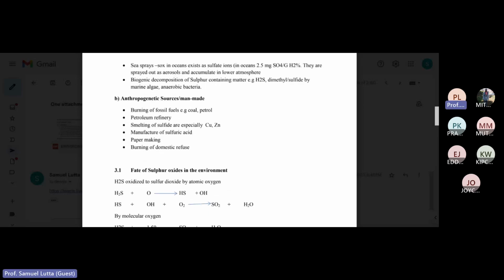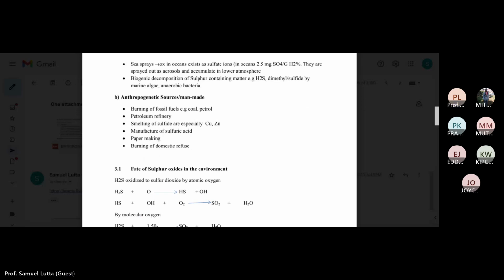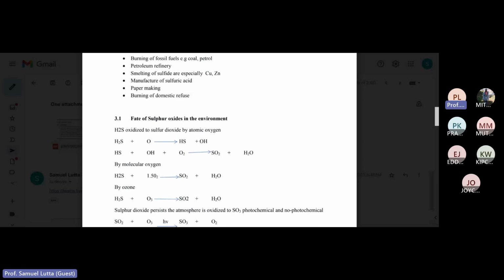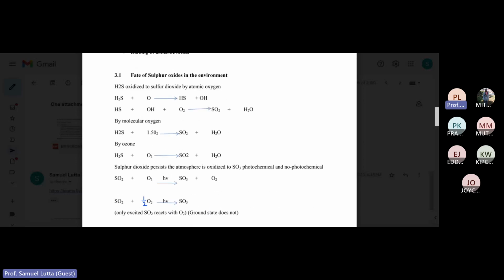And in paper making, we generate it when you try to clean the paper. Paper is normally cleaned by use of sulfur trioxide. When sulfur trioxide is reacted with the paper, the paper gets oxidized, and then the color in the process generates sulfuric acid. So we have paper making, and burning of domestic refuse will also produce that.